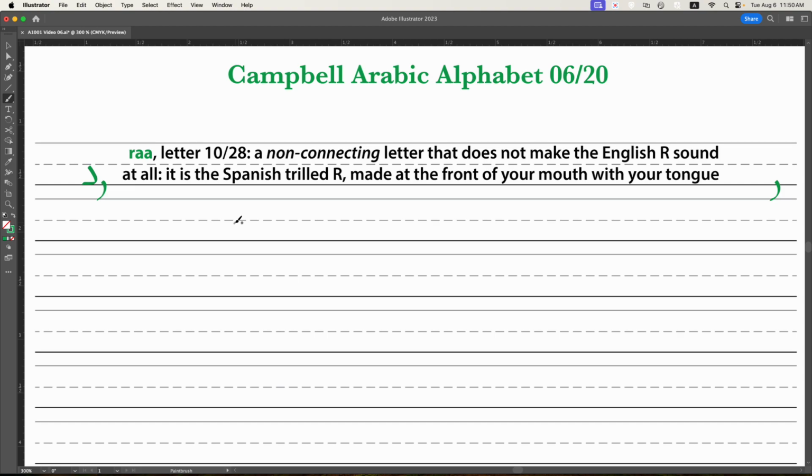It's not at all the same sound, and if you make English R, you're often going to confuse native speakers of Arabic. You'll sound like somebody with a very stereotypical accent, like that.